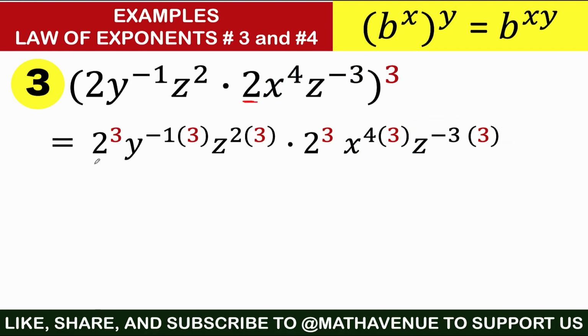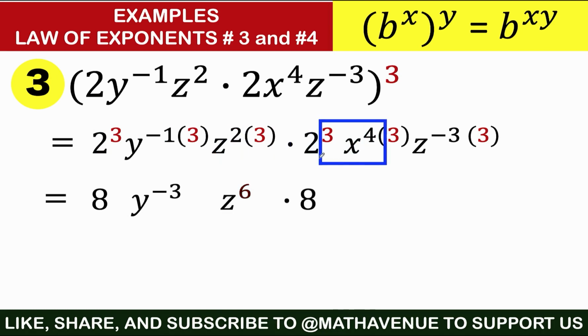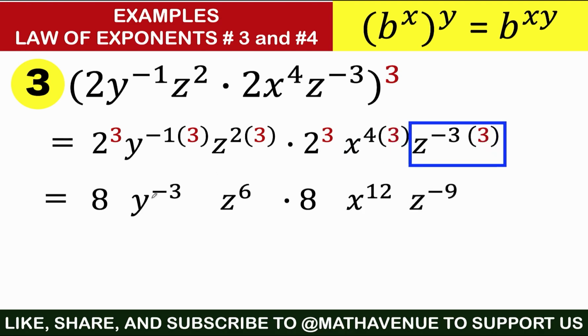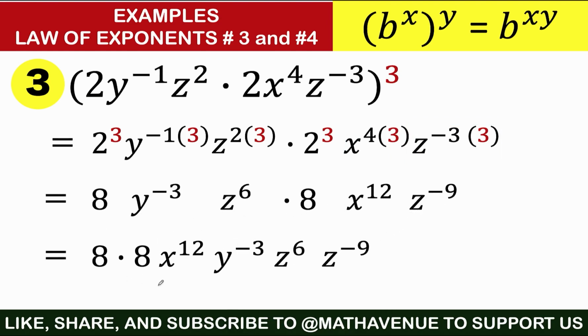Then, group together all those factors that are similar, meaning they have the same variables. Here, 2 to the 3rd is equal to 8. This one, when simplified, is y to the 3rd. This one is c to the 6th. This is 8. The next is x to the 12th, and c to the negative 9. Then from here, let's apply the commutative and associative property of multiplication to group together all the constants and all those factors with the same variables.